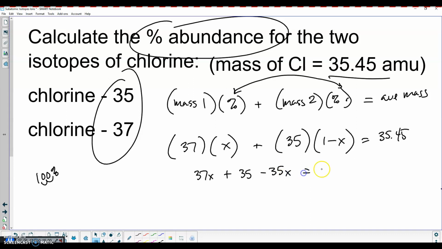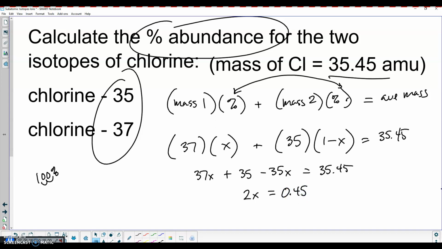And that's going to give our average 35.45. Now what I have to do is combine like terms. If I take 37X minus 35X, that should be 2X. If I subtract 35 from both sides, this is going to give me 0.45.